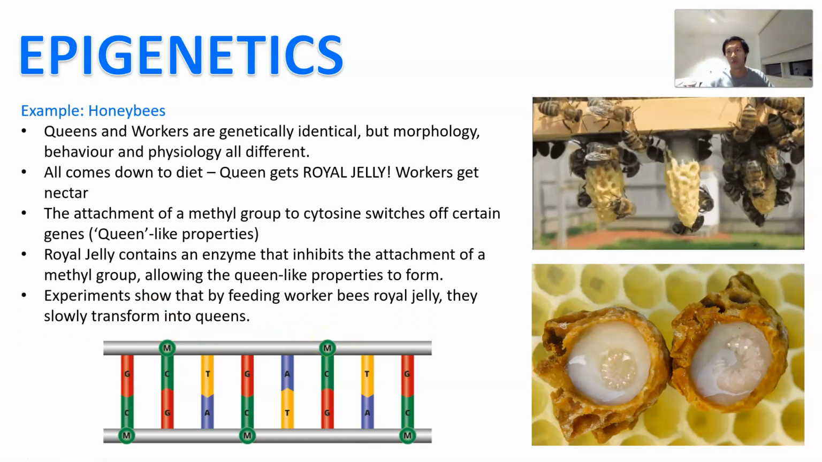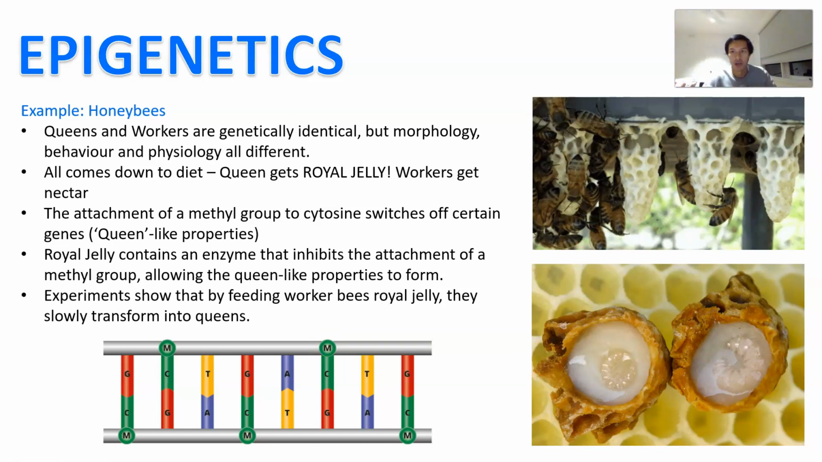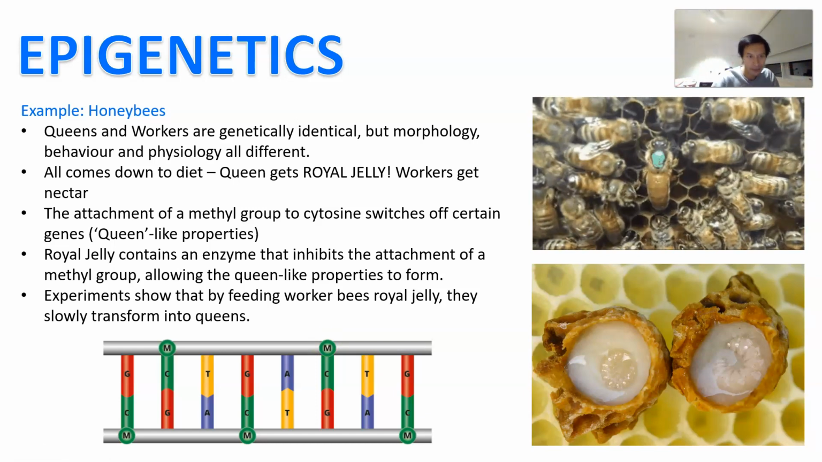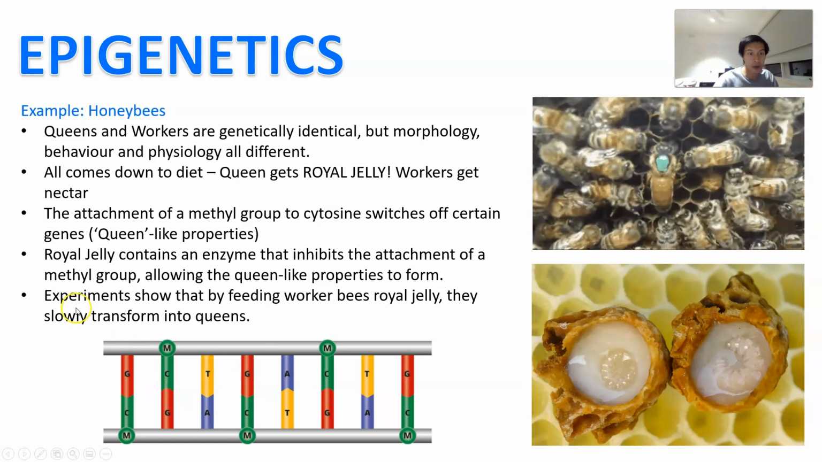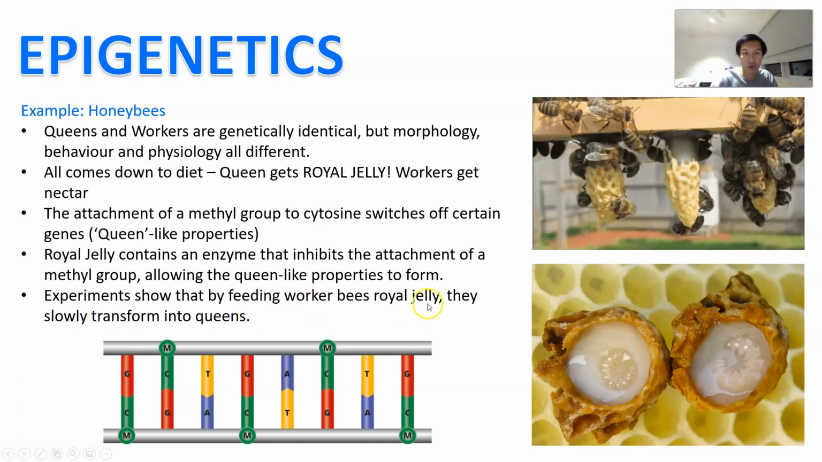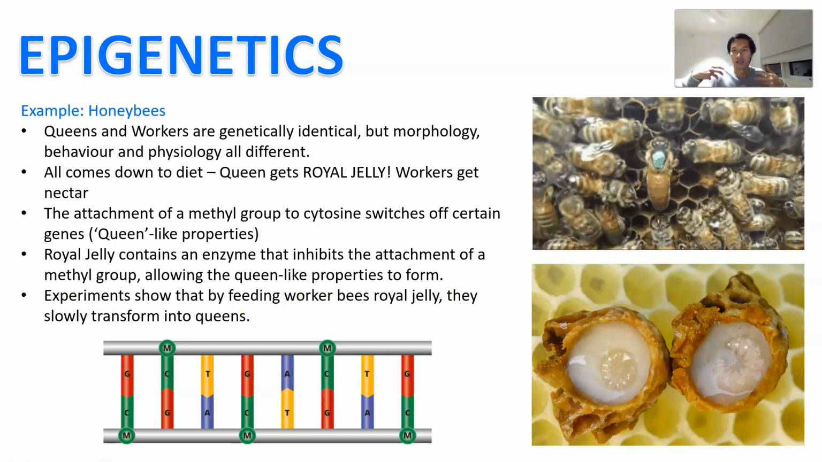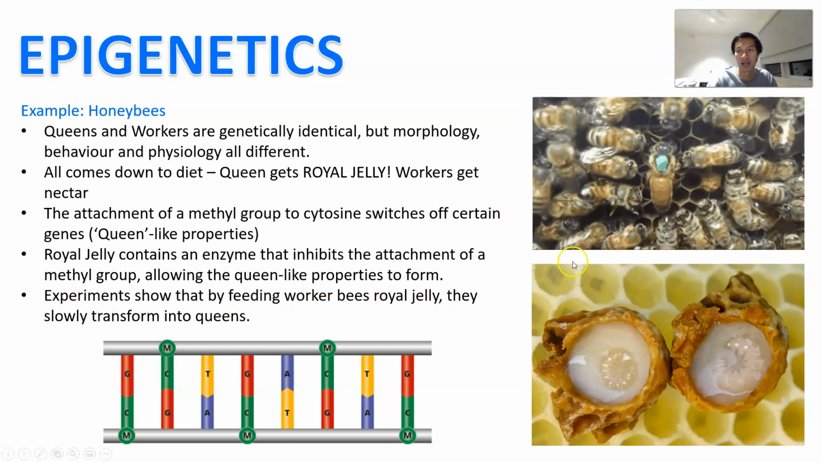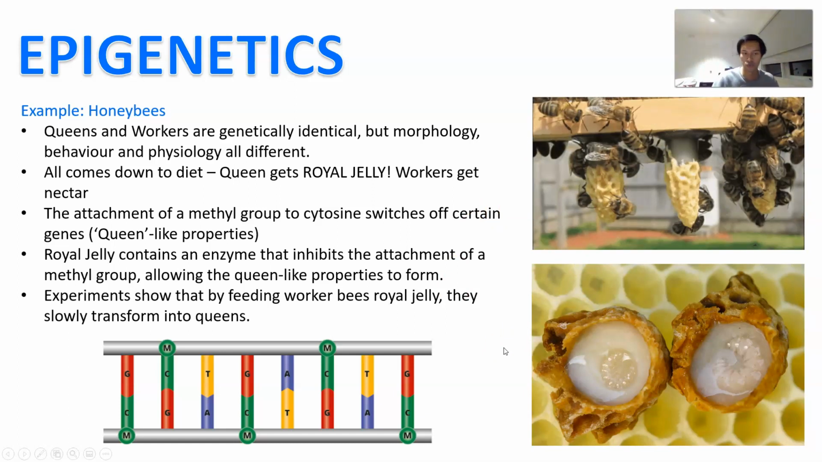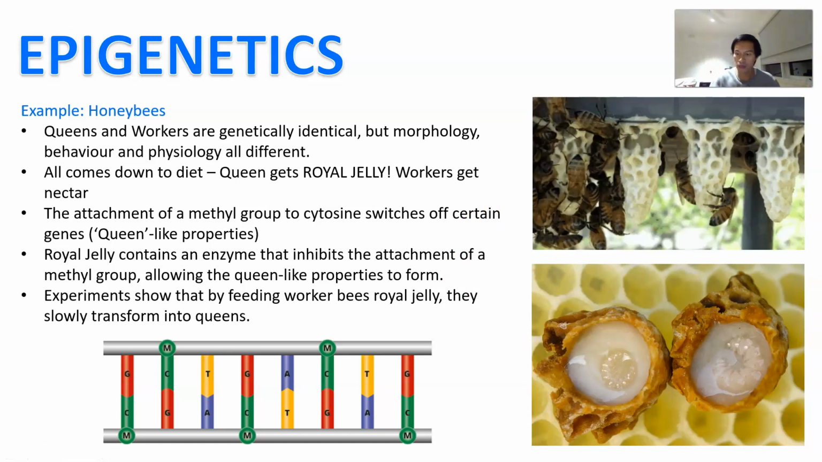So the worker bees end up being worker bees, even though they have the genetic information to be a queen, right? You can actually reverse this. Experiments have shown that by feeding worker bees royal jelly, you can actually transform them into queens, and they become viable. They exhibit a longer abdomen, and they can start laying eggs and all those kind of properties as well. Pretty amazing stuff if you think about it, right?